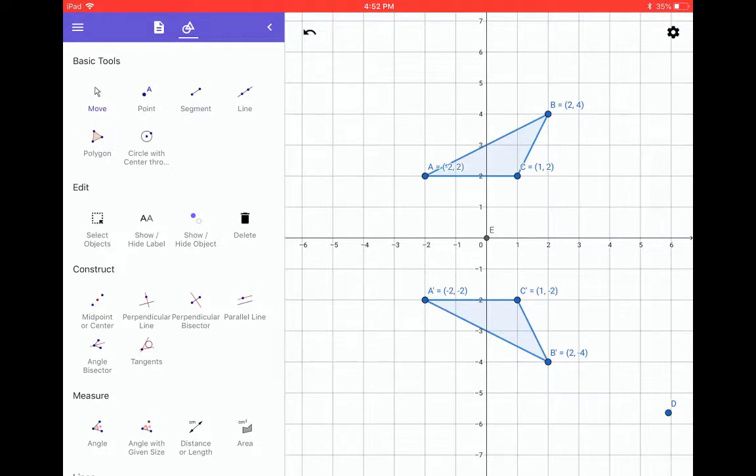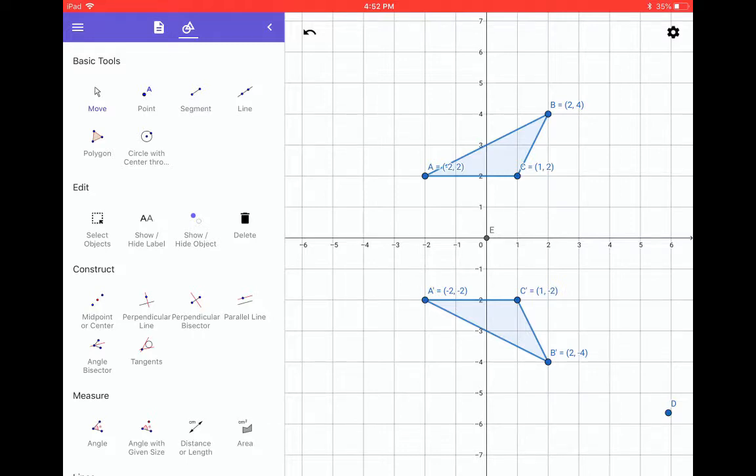So I want to draw your attention to the differences in the pre-image coordinates and the image coordinates. And notice I'm using that vocabulary. That's the vocabulary you should be using. So from A to A prime, we went from -2, 2 to -2, -2. B is 2, 4, and B prime is 2, -4, and C is 1, 2, and C prime is 1, -2. So you should have noticed that the only thing that changed was the y coordinate.